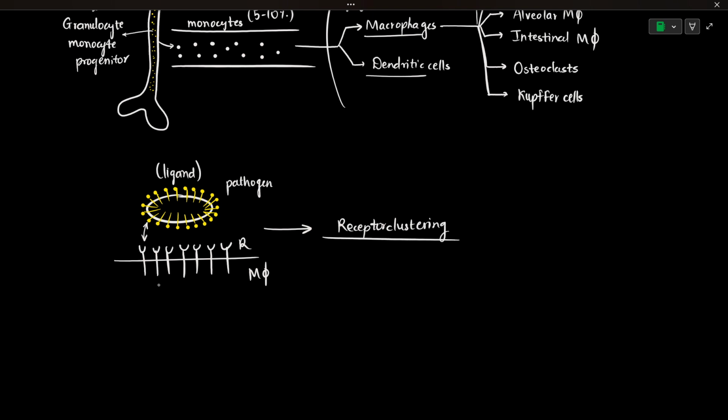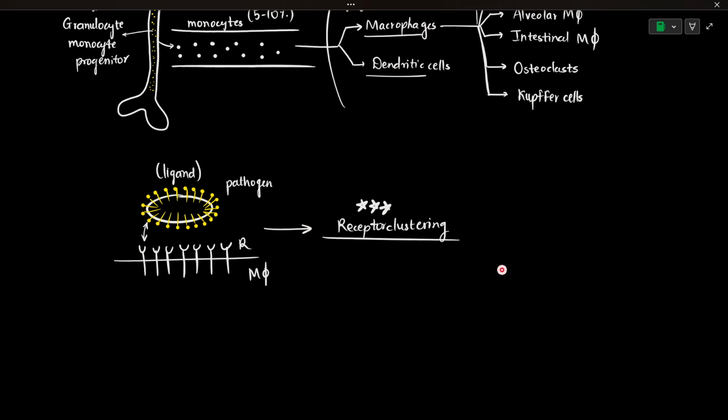All of those receptors will be clustered in an area, and this receptor clustering will activate those receptors. You remember when we were discussing cell signaling, we discussed how the dimerization or tetramerization of the receptor molecules is going to activate their intracellular domain, and it will activate the intracellular signaling cascade. In the same way, the receptor clustering is going to activate the macrophages, and that will result in polymerization and depolymerization of the cytoskeleton. We have discussed this in the cytoskeletal lectures.